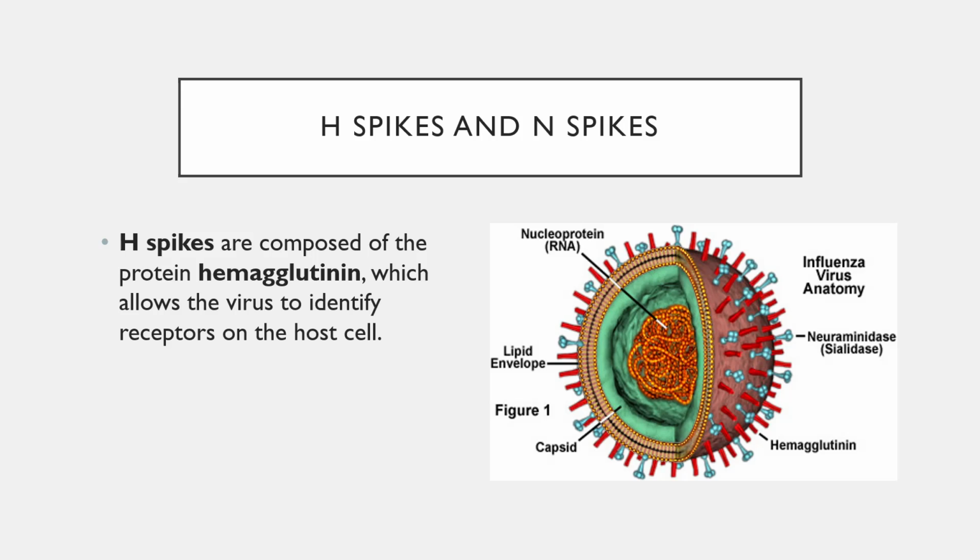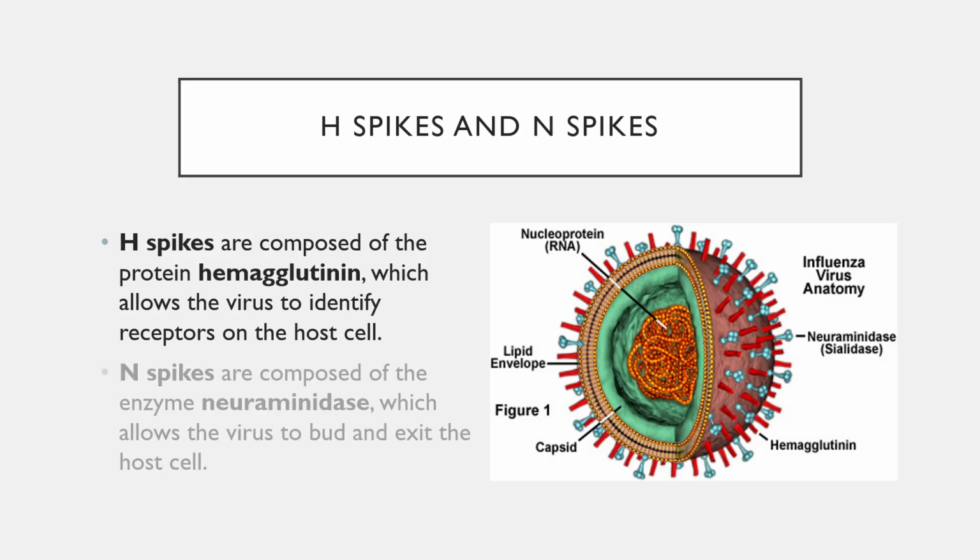And this hemagglutinin is the component that mediates attachment of the flu virus to the host cell, meaning it attaches to the receptors on the host cell and initiates the penetration process. The other type of protein spike is the N spike. These are named for the fact that they're composed of the enzyme neuraminidase, which is the component that allows the virus to bud off and exit the host cell.